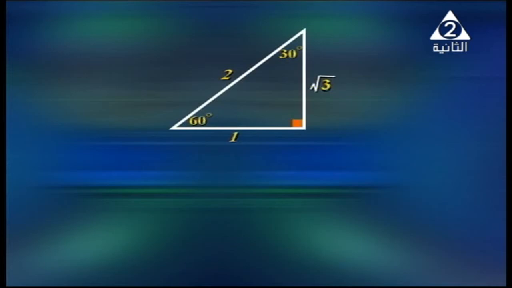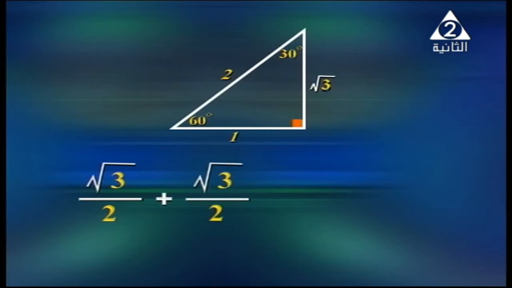What about sine 60? Yes, it is opposite over hypotenuse, so it is square root 3 over 2. Plus, what about cosine 30? Adjacent over hypotenuse, so it is plus square root 3 over 2. Minus, what about tan 60? Tan 60 will be opposite over adjacent, so it is square root 3. By using your calculators, you are going to obtain a result of 0.